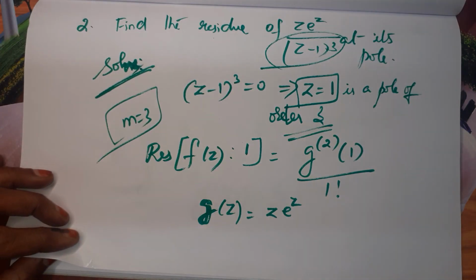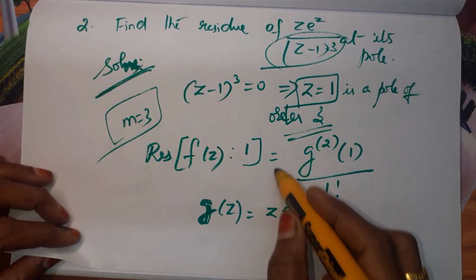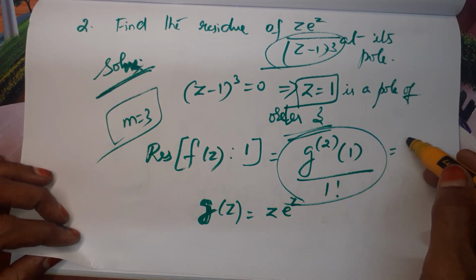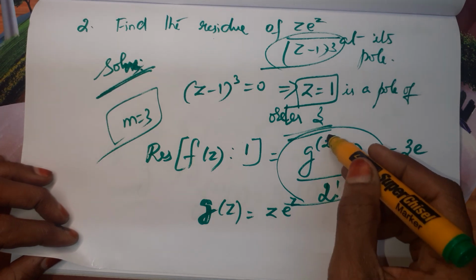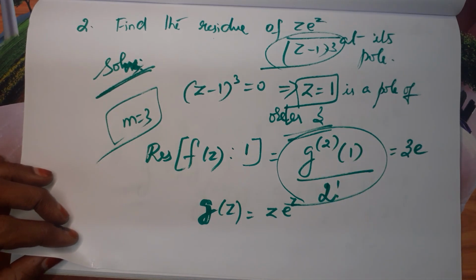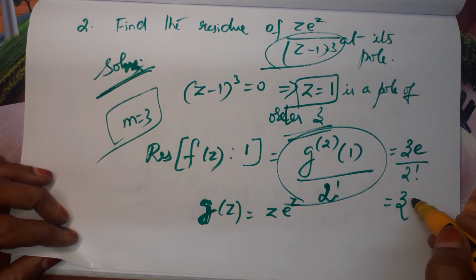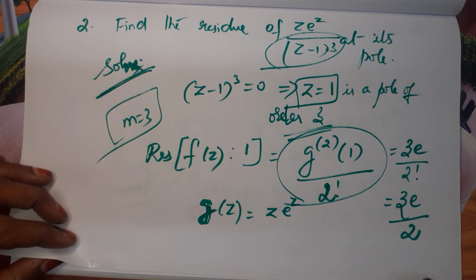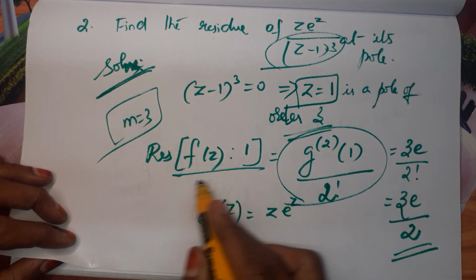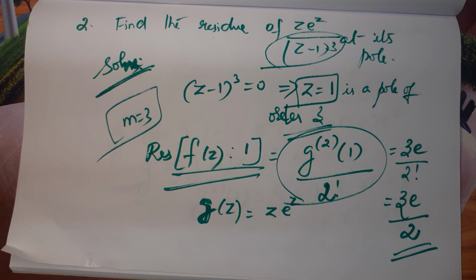Now come to the formula. What is the formula we said? This is the formula, no? So 3e we got by, not 1 factorial, it is 2 factorial. இங்கே என்ன இருக்கோ அதுதான் factorial வரும். That is mistake, right? So 2 factorial by 2 factorial, which is equal to 3e by, what is the value of 2 factorial? It is 2. So this is the residue of f of z at the pole 1. Is that clear? Thank you.